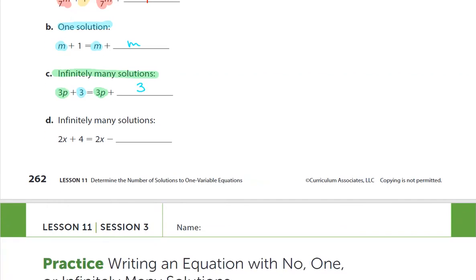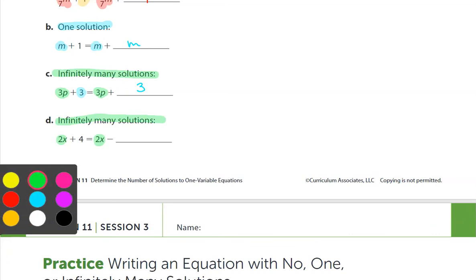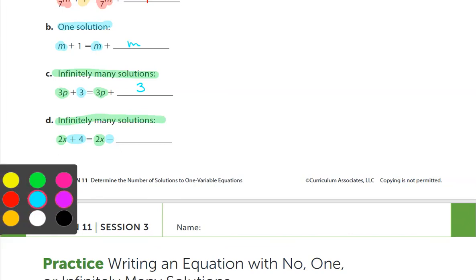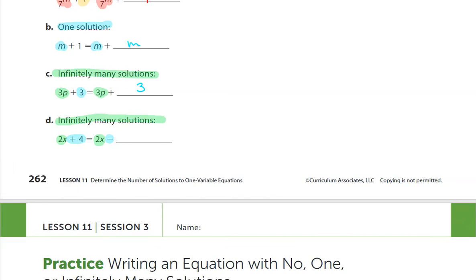And then same thing with this one, we want this one to have infinitely many solutions, so we need it to be exactly the same. Ooh, this one's trying to mess with you. Look at this. The variable terms are already equal, and we've got a positive 4 here, but it gave us a negative here. But we need to make this a positive 4. So what can we put? Oh, I know. A negative 4.